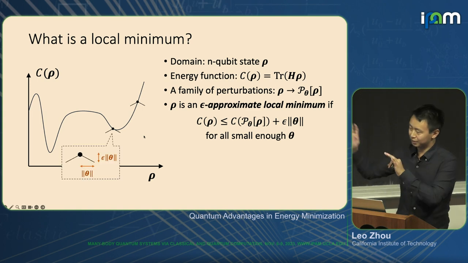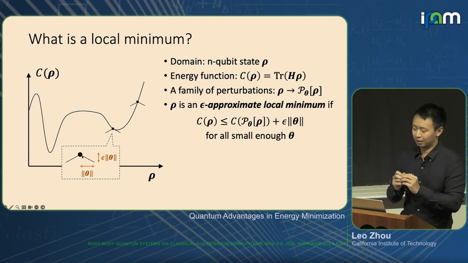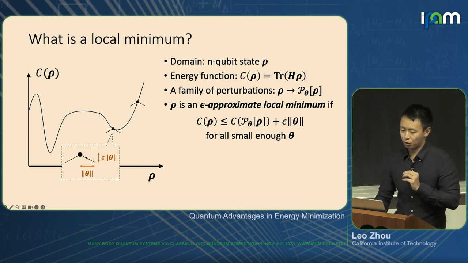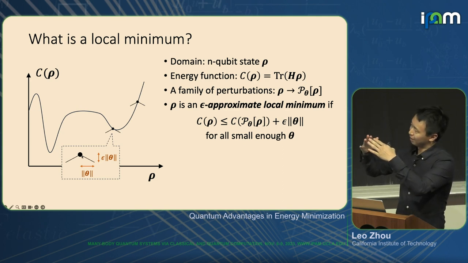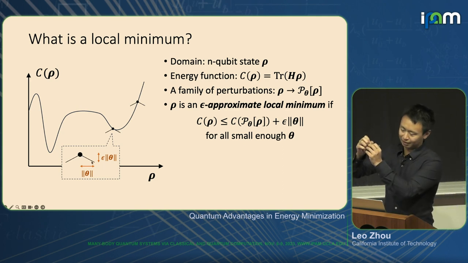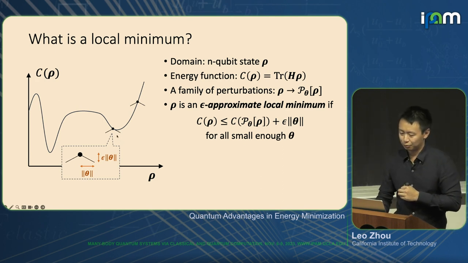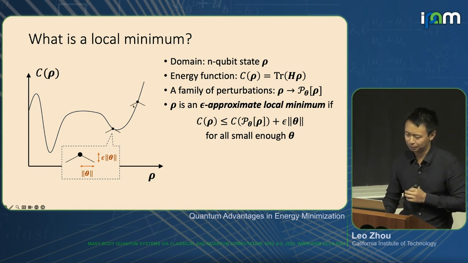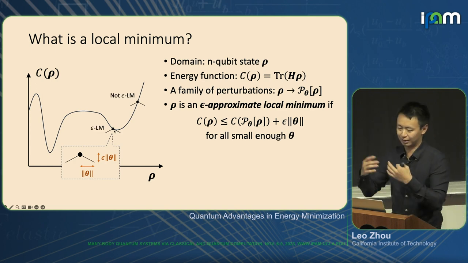So what this mathematical definition does is that you basically look at the neighborhood around these states, and whenever the energy stays above these lines that are set by the precision parameter epsilon, you call that a local minimum. So here, because the energy goes below these lines, that's not a local minimum. But here, the landscape of the energy stays above these lines, so that is a local minimum, at least in the approximate sense.